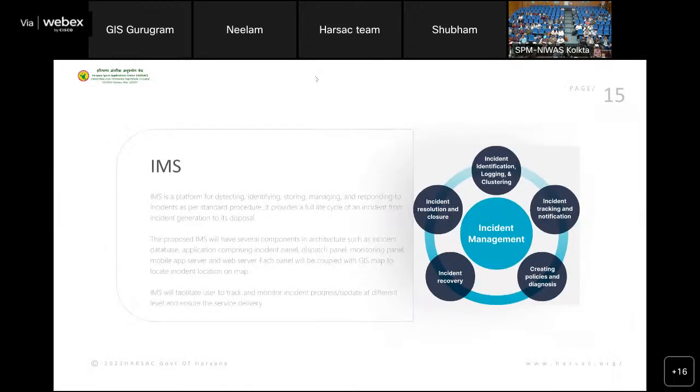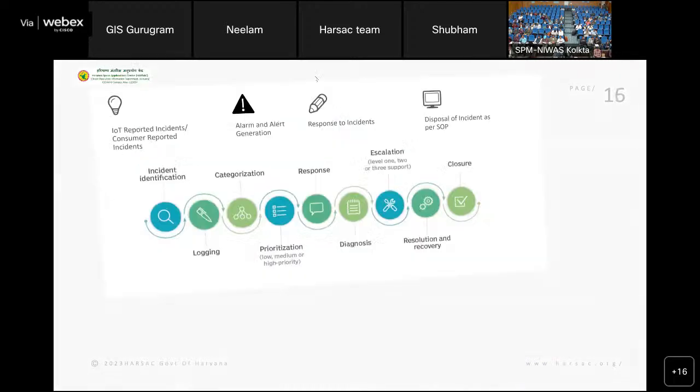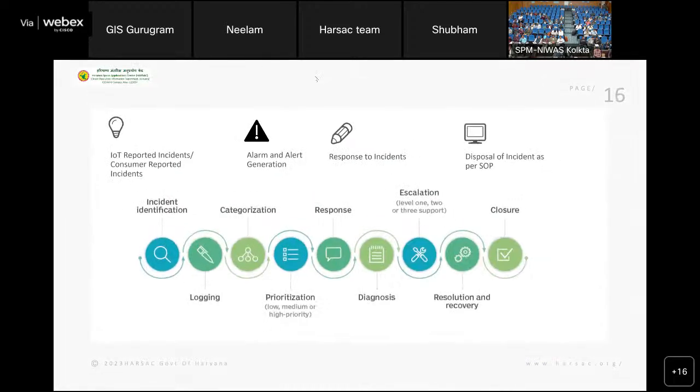Now, incident management system. For a system like this to run, the incident management system is very important. It's the backbone, because here we will be able to facilitate the user to track and monitor the progress of these devices. This incident management system is basically a 4-step system, which involves reporting, alarm, response, and disposal.